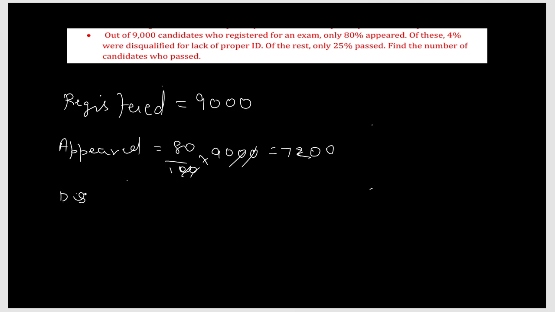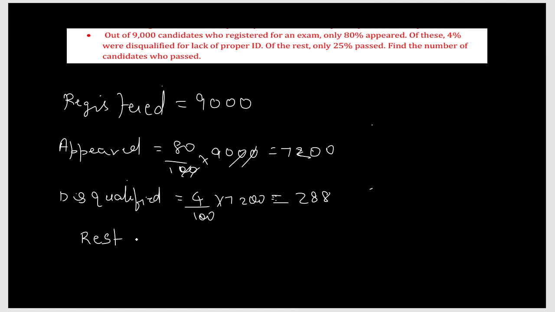Of these, 4% candidates were disqualified. So disqualified is what? Disqualified is 4%. So 4% of 7,200 comes to 288. Okay. So now how many are left? The rest will be 7,200 minus 288, that is 6,912, and the ones who pass will be 25%.